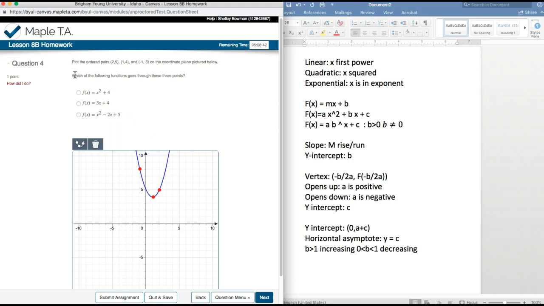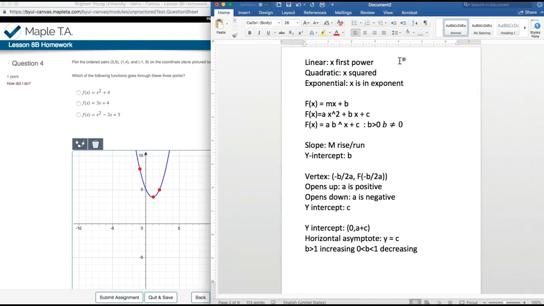Now it asks which of the following functions goes through these 3 points. So I have 3 options here. I have a parabola, which is the quadratic. I guess I didn't put that in our little notes over here. First power, this is a line. A quadratic is a parabola. And the last one, this exponential, it's an exponential growth or an exponential decay. It grows increasingly larger or increasingly smaller. How would we describe that?